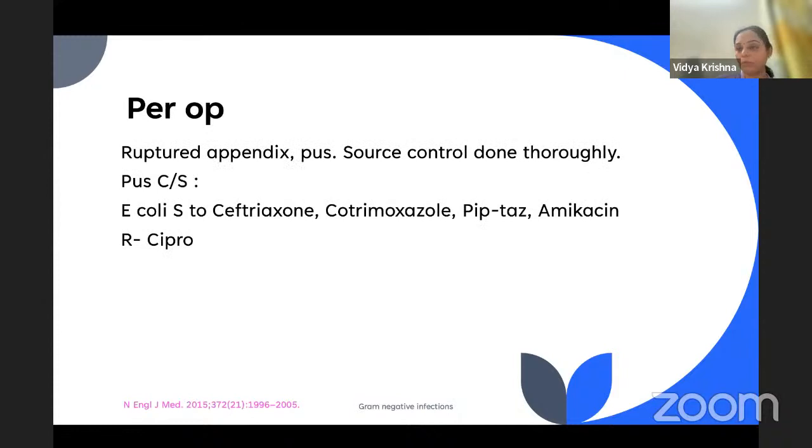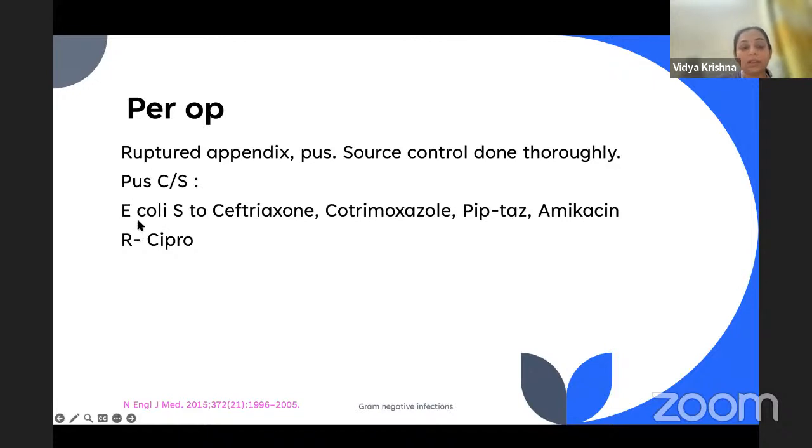So perop, then the surgeon takes him to the theater, finds a ruptured appendix. They find a lot of pus. They do a good source control and then they come out. Again, it's very important that you tell your surgeons that they should send a perop sample for culture. Because most of the times, as I said, even our community bugs are resistant. So unless we have sensitivity data based on the culture, we will not be able to de-escalate. We will not be able to give a definitive therapy, right?